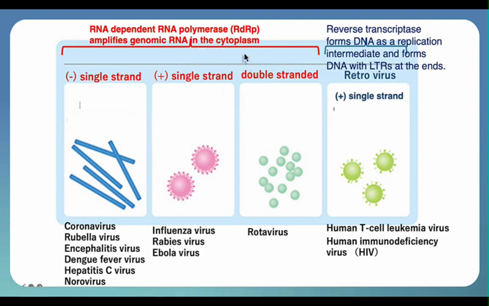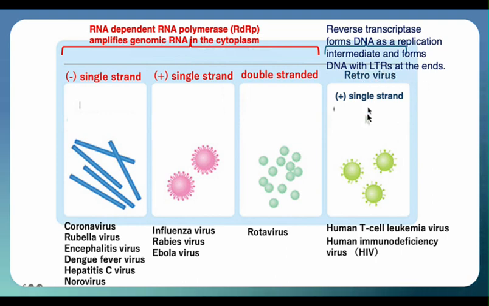Viruses whose RNA genome is amplified by RNA-dependent RNA polymerase are classified into 3 types: minus single-stranded, plus single-stranded, and double-stranded RNA types. Examples with minus single-stranded RNA include coronaviruses and rubella viruses. Influenza and rabies viruses are examples of RNA viruses with plus single-stranded genomes. Protoviruses are known to have double-stranded RNA genomes.